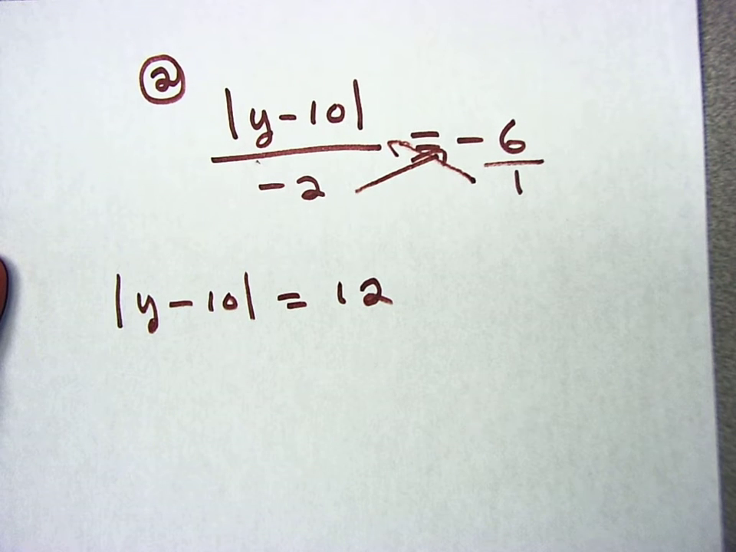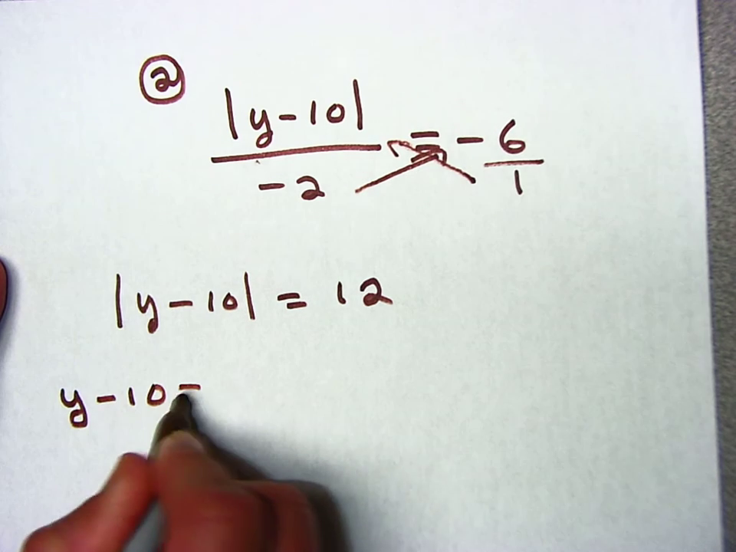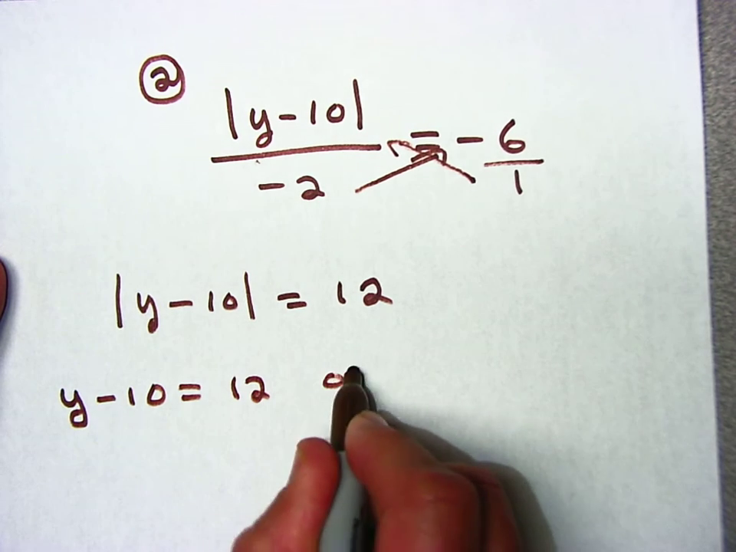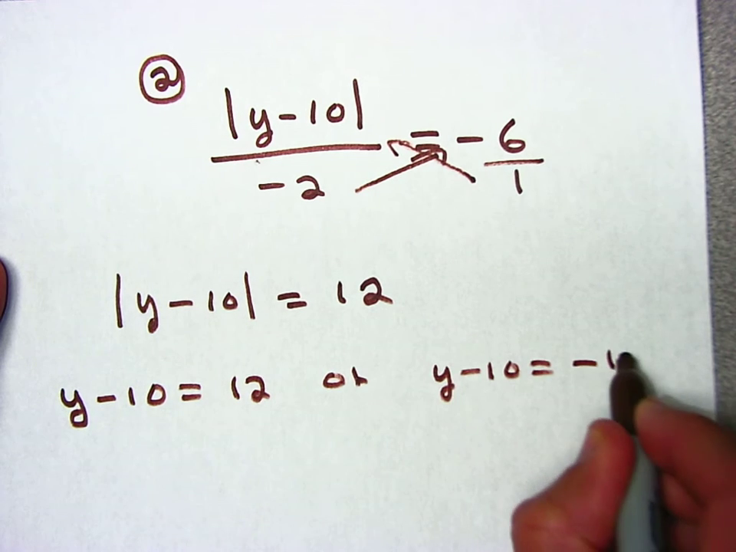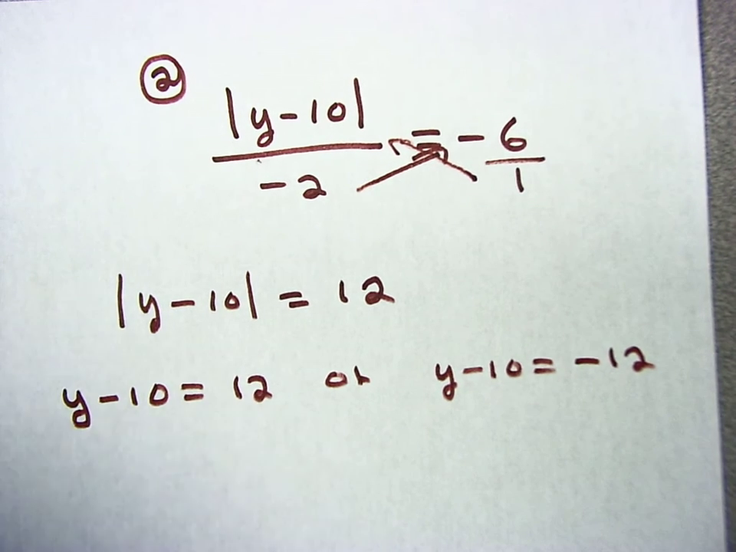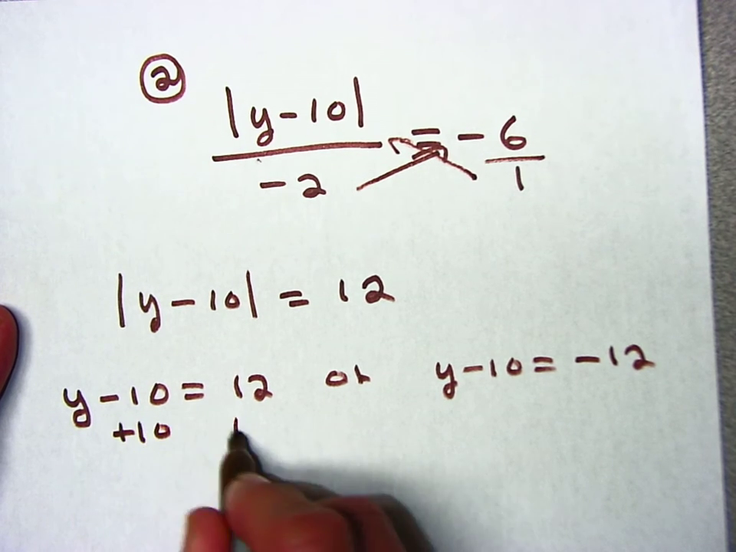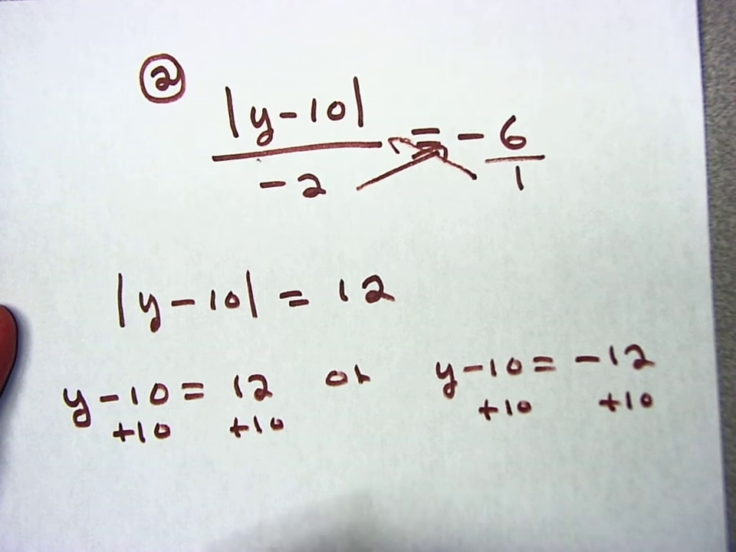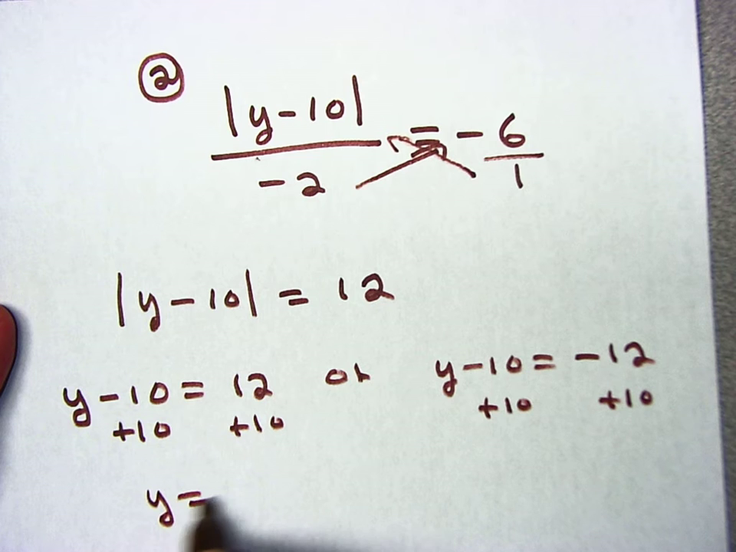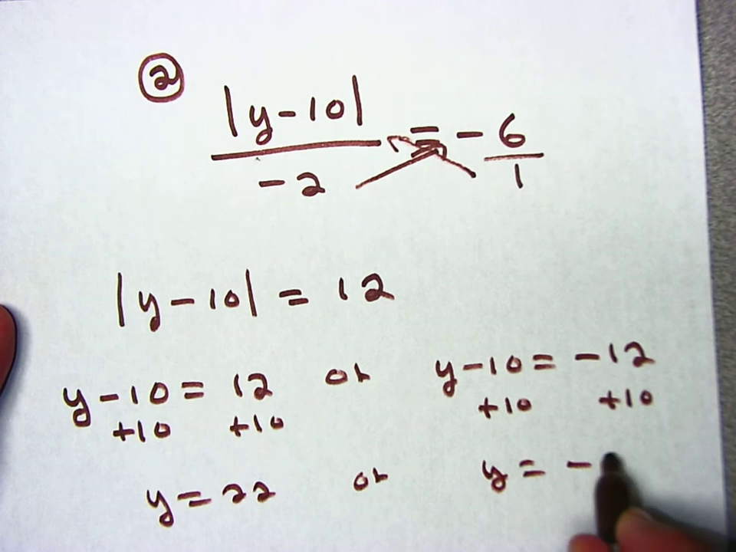So now you can crack it open. All right, so y minus 10 equals 12. Put the word or, drop those bars again, change the number 12 to -12. Because remember, 12 and -12 are both 12 units from 0. All right, then solve away. If you notice, you're really just doing the same thing to both sides. And now you have y equals 22 or y equals -2.